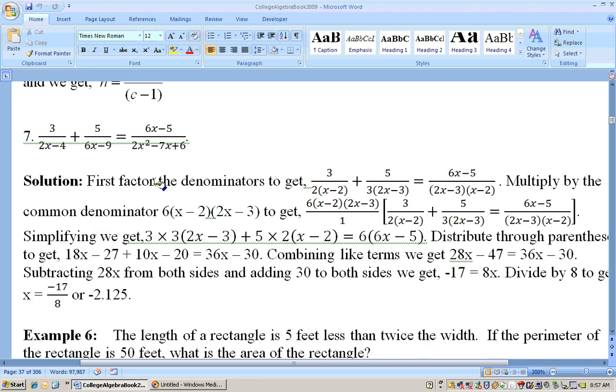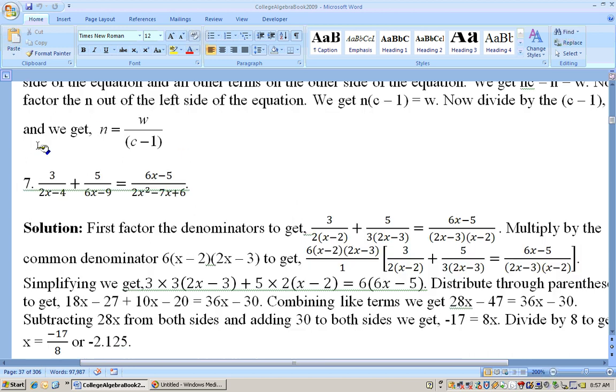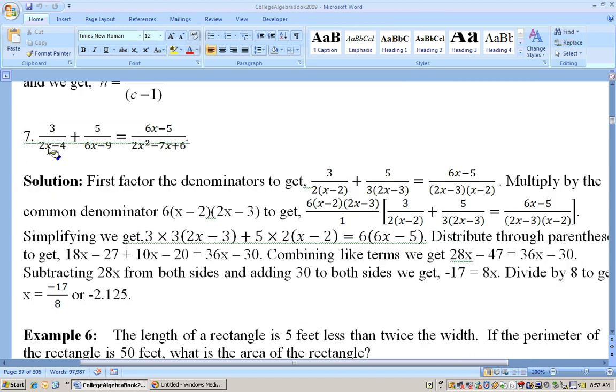Okay, on this problem, it says first factor the denominators. So this one, I'll factor the 2 out of right here on the 2x minus 4. Factor out of 2 gives me 2 times the quantity x minus 2. There's a common factor of 3 there, so I factored that out. And this is a trinomial that factors into these two binomials. If you have trouble factoring things, you can use the polynomial sheet to help you factor trinomials.